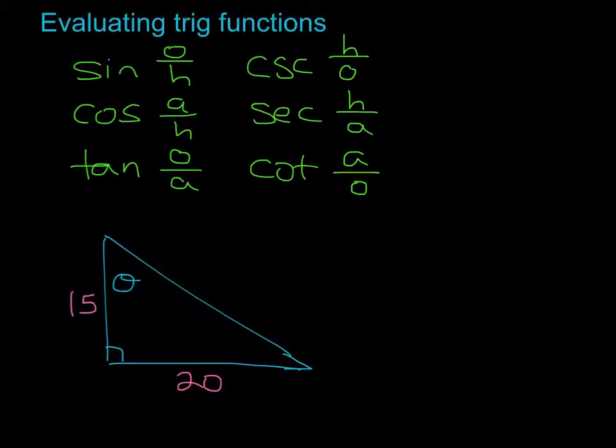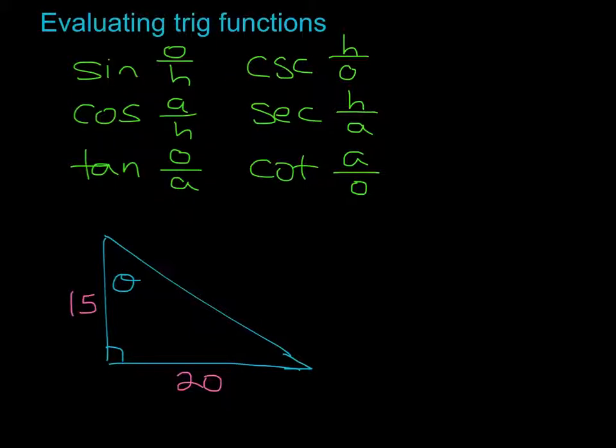So we're going to evaluate some trig functions, and we're going to use what you learned last year, which is your SOHCAHTOA: sine is opposite over hypotenuse, cosine is adjacent over hypotenuse, and tangent is opposite over adjacent, which you should already know. And then I introduced to you three new functions, which are just inverses of each other.